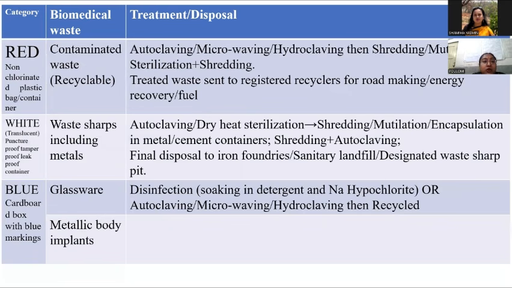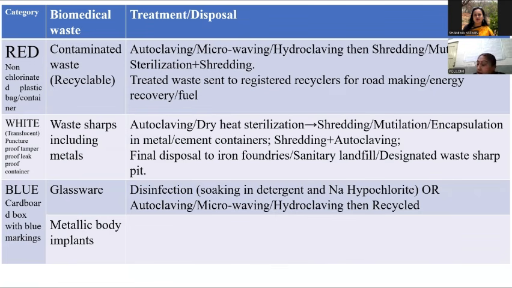Second category is the red coded bag, which are non-chlorinated plastic bag container. They contain contaminated waste, which are recyclable. Third category is the white translucent puncture-proof, tamper-proof, leak-proof container. They contain waste sharps, including metals. And the fourth category is the blue cardboard box with blue markings. They contain glassware, metallic body implants.